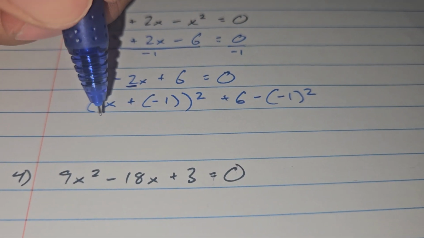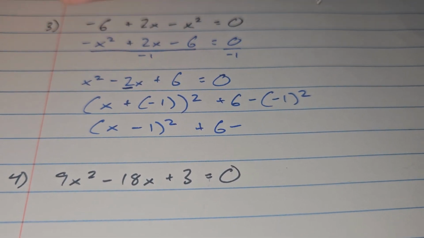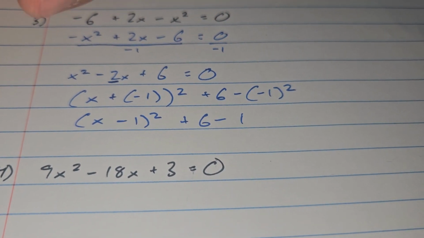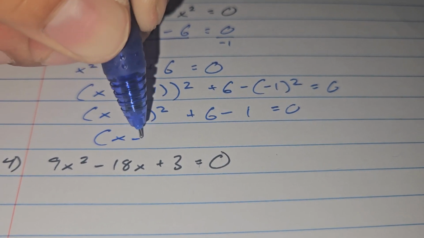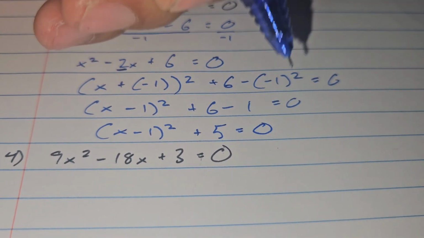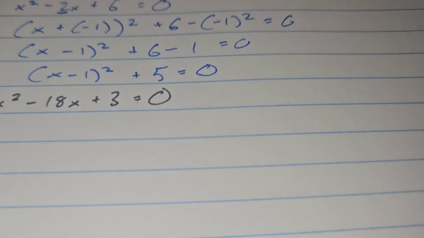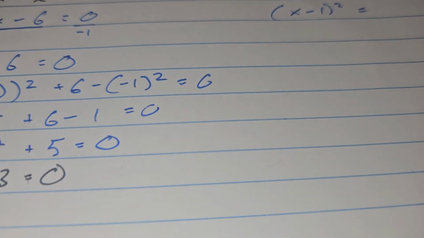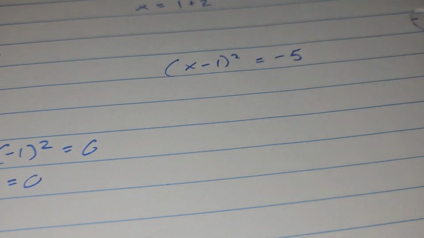And now we're left with x minus 1 squared plus 6 minus negative 1 raised to the second power, which is positive 1. So you're basically just subtracting 1. So this again equals 0. So we have x minus 1 squared plus 5 is equal to 0. So now I can go ahead and solve by subtracting 5 from both sides. So let's go ahead and do that. And now we can write it right here. X minus 1 squared equals, when you subtract 5 from both sides, this turns to 0 and this turns to negative 5.